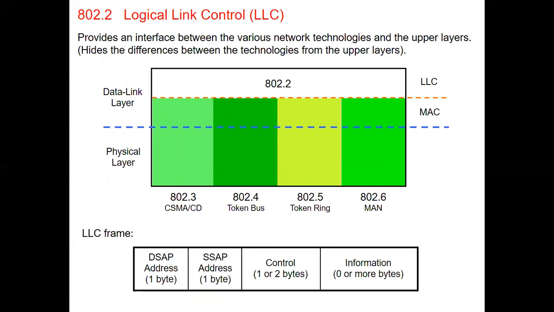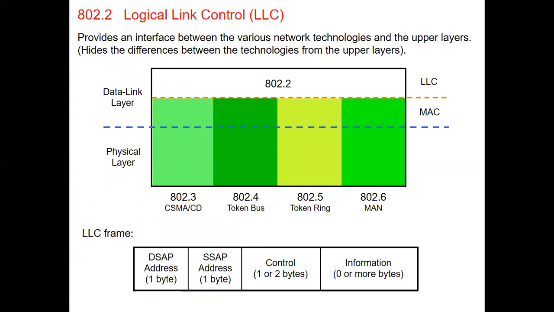Okay, let's look at the logical link control. Logical link control provides an interface between the various network technologies and the upper layers. It hides the differences between the technologies from the upper layers.